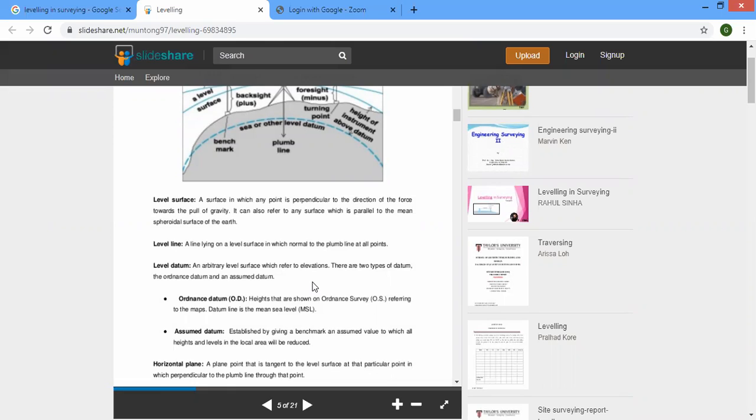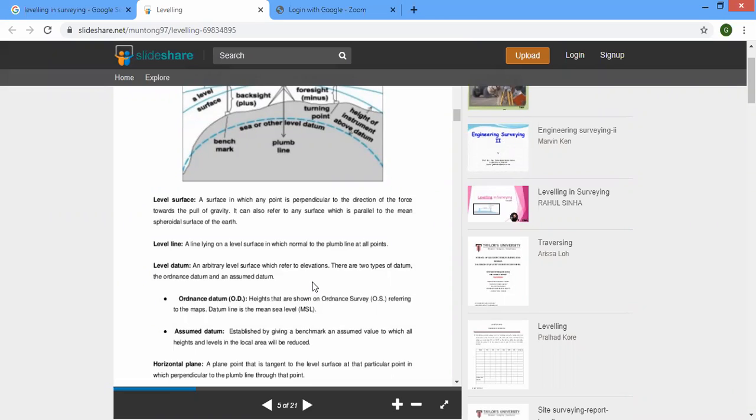Assumed datum: it is established by giving a benchmark an assumed value to which all heights and levels in a local area will be reduced. Suppose you are going for small types of construction, to know the cutting and filling of the earthwork or to maintain the level, whatever things you have to do, right? For small type of construction, you cannot refer to the mean sea level. You cannot go and take the exact mean sea level of any reference point, and bring that point to the construction site while continuing leveling from point to point. So to bring that, it will be difficult.